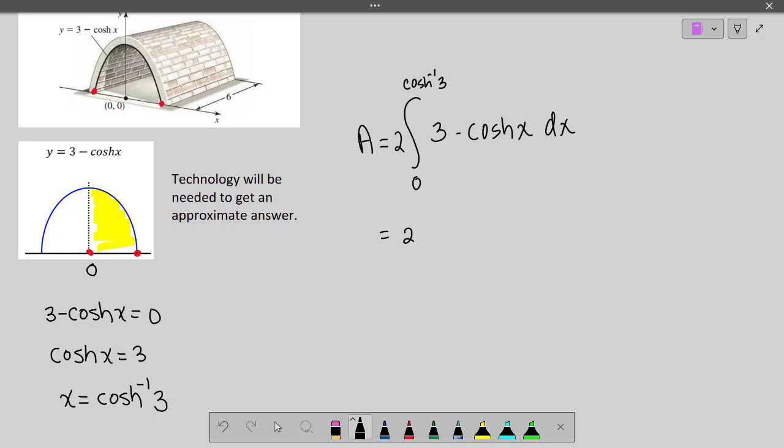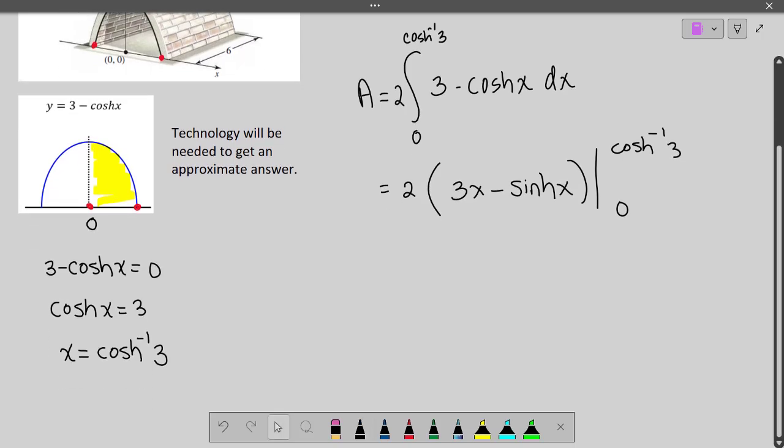So this would be 2 multiplied by 3x minus sinh, integral of cosh is sinh, from 0 to cosh inverse of 3. Plugging in 0 gives no area. 3 times 0 is 0. Sinh of 0, because sinh looks like that cubic function, it goes right through the origin, so sinh of 0 is 0.